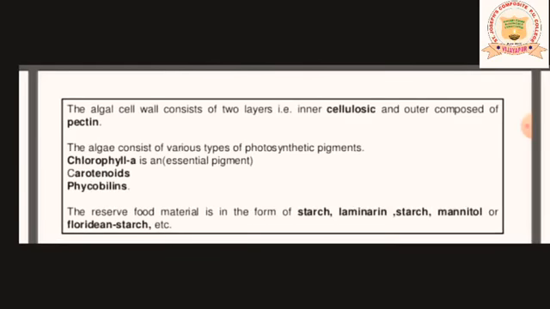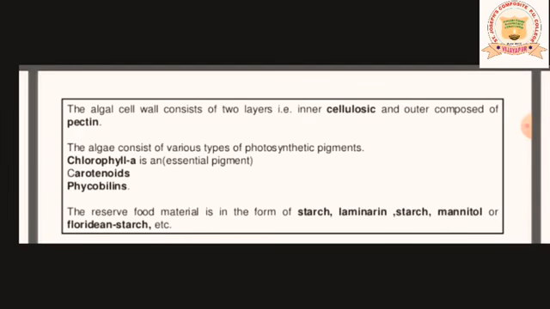That's nothing but what does the cell wall consist of. The algal cell wall consists of two layers, that's inner cellulosic and the outer composed of pectin. These are the two substances through which the cell wall of the algae is made up. So the inner layer is made up of cellulose, and the outer layer is composed of a substance called pectin. You are supposed to remember this one, very important.